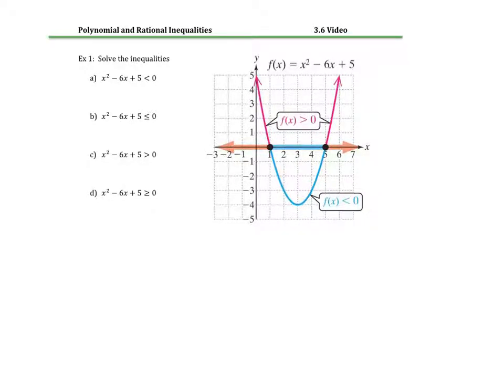All right, let's look at polynomial and rational inequalities. This first example is a polynomial, a quadratic, and we're looking at when is this function x squared minus 6x plus 5 less than 0? And we can look at the graph. It's less than 0 down in this section of the graph, when the output is negative.